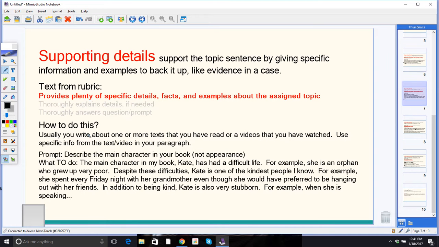So what do you do? Well, here's the same prompt again. Describe the main character in your book, not appearance. And then here's an example of what to do. Let's read it, and then we'll go back and analyze it and break it down.